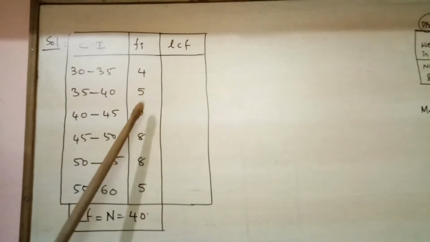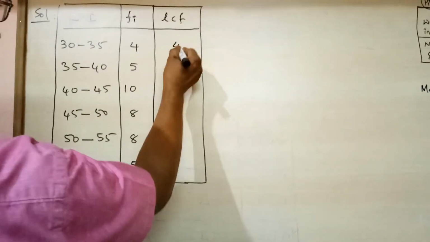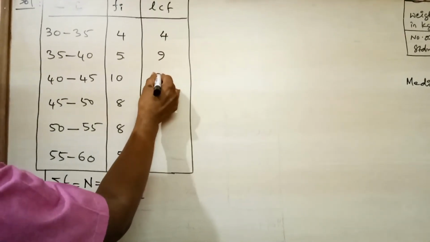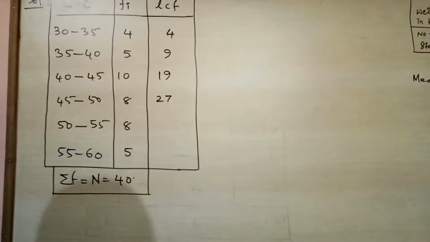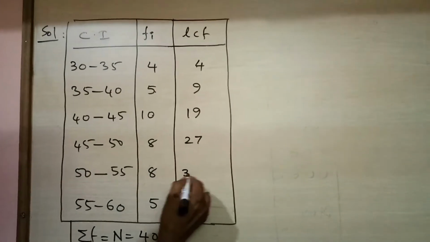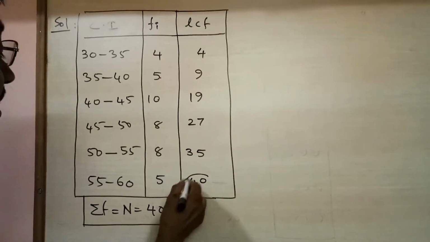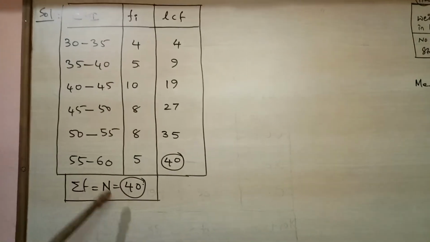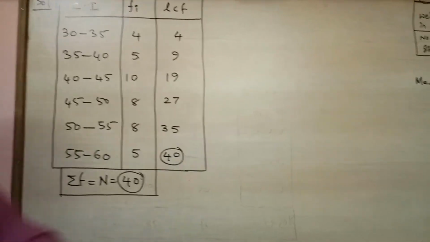To find the less than cumulative frequency, first write the frequency of the first class as it is. Now 4 plus 5, 9. 9 plus 10, 19. 19 plus 8, 27. 27 plus 8, 35. 35 plus 5, 40. Here, these two should coincide. Therefore, our sum of frequency is correct and our LCF is also correct.